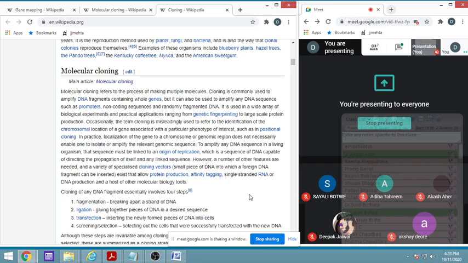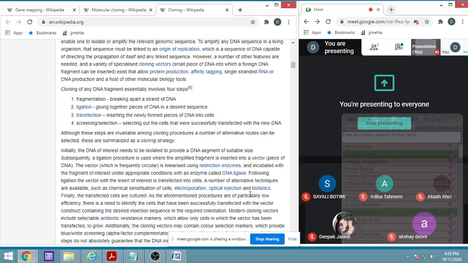Once we map it, we can have the cloning vectors, that is, the small piece of DNA into which the foreign DNA is inserted. These vectors allow protein production and affinity tagging, and accordingly RNA and DNA production can be done, and a host of other molecular biology tools. So it involves 4 stages: fragmentation, that is, breaking apart some portion from the DNA, and ligation, that is, binding or joining it, suppose in a whole big molecule of thousands of base pairs.